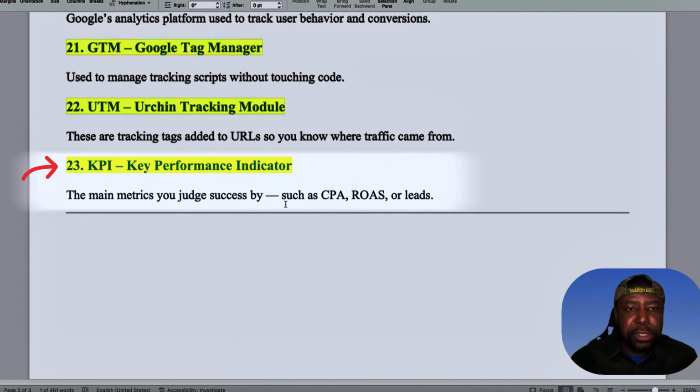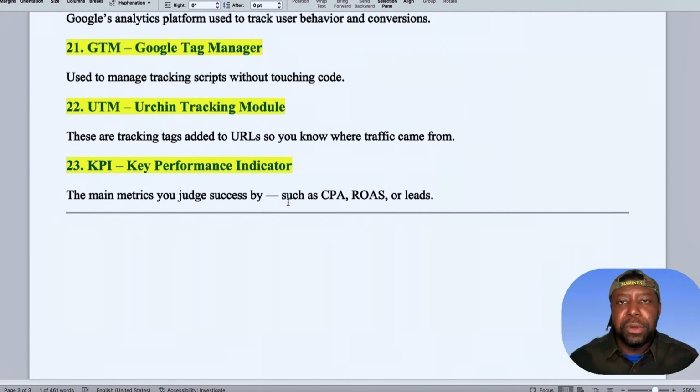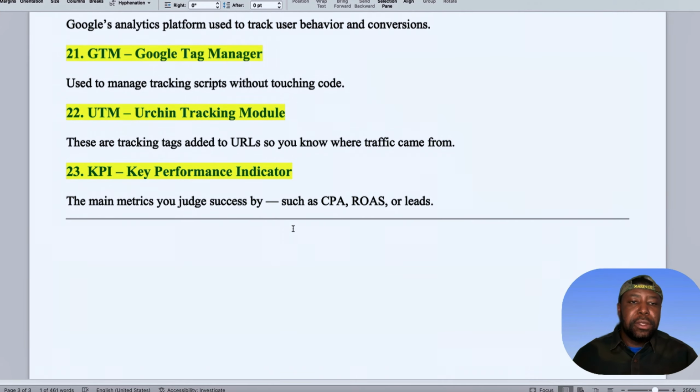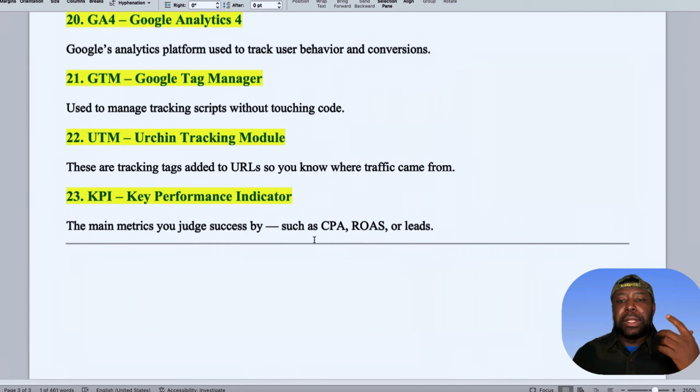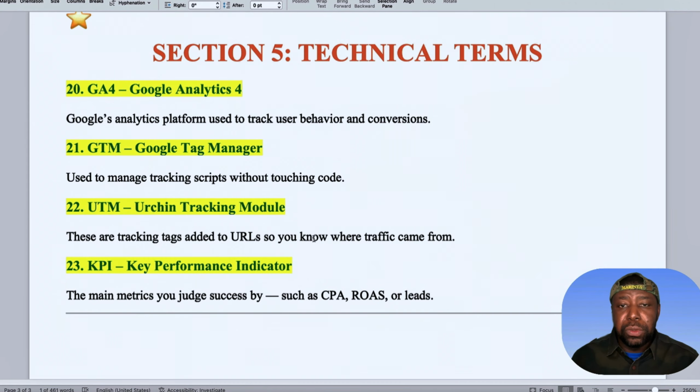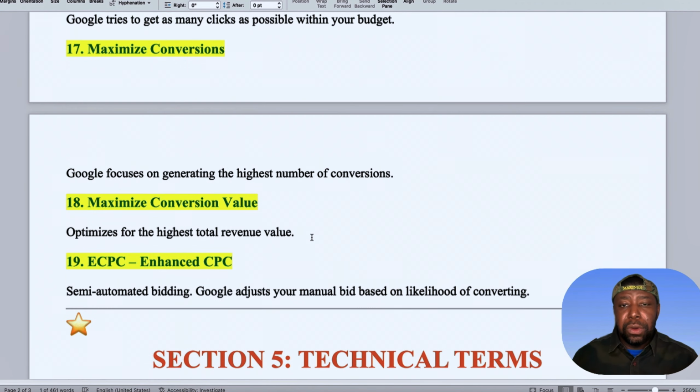KPIs, very important, is key performance indicator. Everybody knows this. You may know this, or maybe this may be new to you, but it's basically the main metrics you judge success by. So you say, okay, I'm running these ads and I want to get this X number of conversions with this amount of money, right? So you are tracking that based on conversions or how many clicks you get, such as CPA, return on ad spend, or leads, all of that. Key performance indicators that you want to use to measure the success of your Google ads.